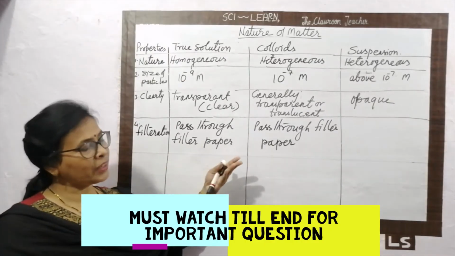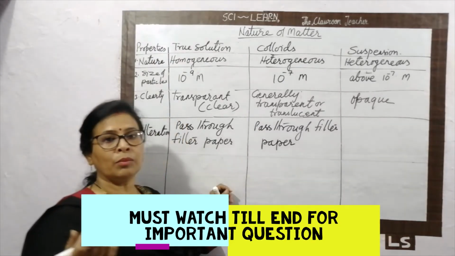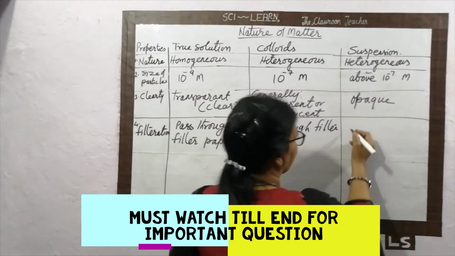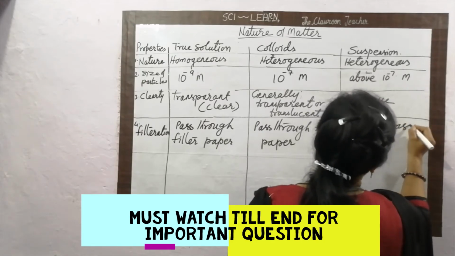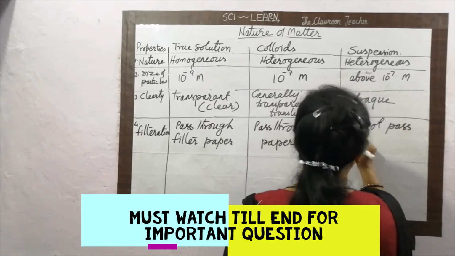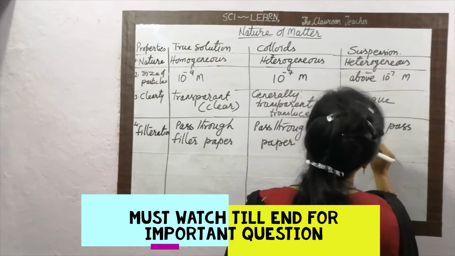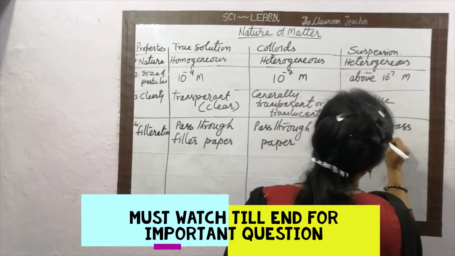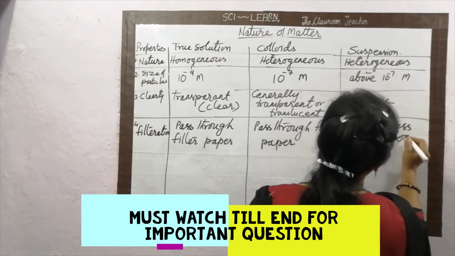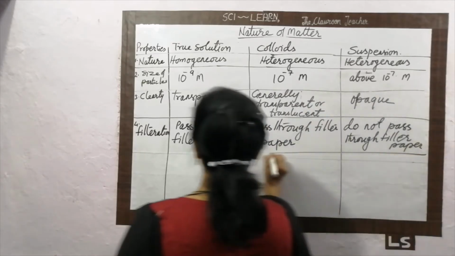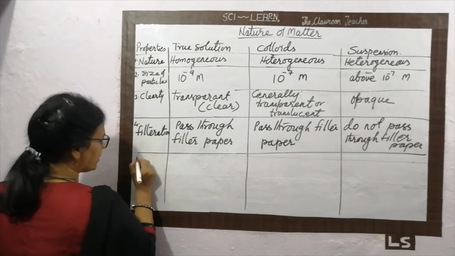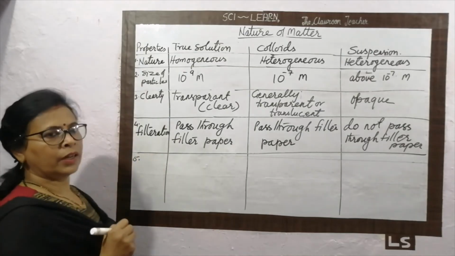But what about the suspension? It does not pass through the filter paper. It is settled down, and we are able to collect it on the filter paper. So these are 4 points. We must discuss a few more points.